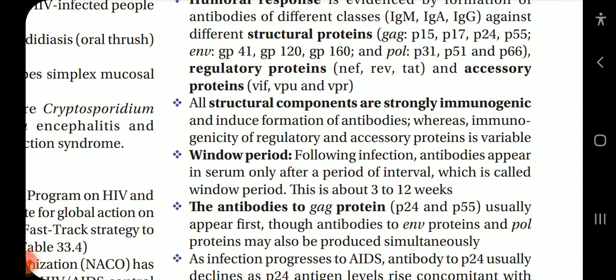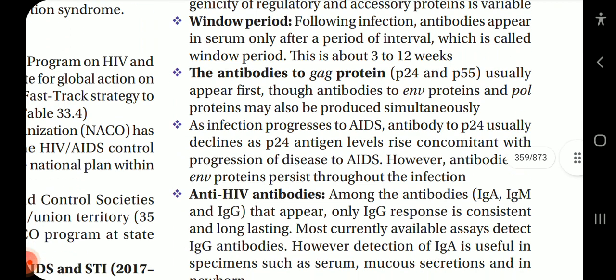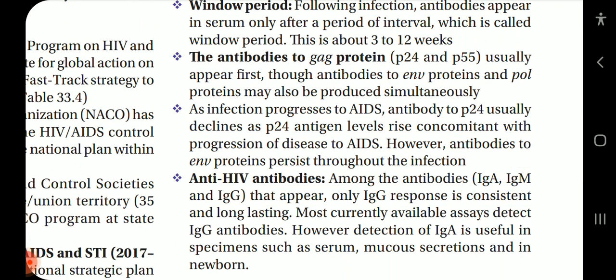Window period. Following infection, antibodies appear in serum only after an interval, which is called the window period. This is about 3 to 12 weeks. The antibodies to GAG proteins P24 and P55 usually appear first, though antibodies to ENV proteins and POL proteins may also be produced simultaneously. As infection progresses to AIDS, antibody to P24 usually declines, and P24 antigen levels rise concomitant with progression of disease to AIDS. However, antibodies to ENV proteins persist throughout the infection.